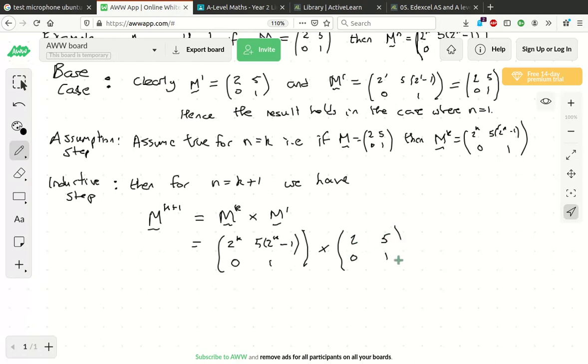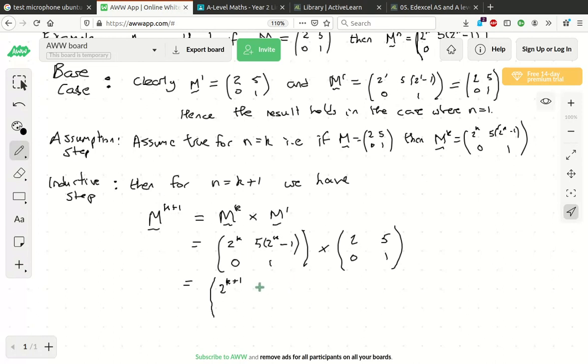Now, what am I hoping to obtain here? Well, I'm hoping to obtain this, but with k plus 1 substituted for k. So I'm hoping to obtain 2 to the power of k plus 1, 5 times 2 to the power of k plus 1 minus 1, and then a 0 and a 1. And I'm sure that's exactly what's going to happen. That's what I like about proof by induction. It's quite a snazzy argument. 2 to the k times 2 is 2 to the k plus 1. And then you've got this times by 0, and that's obviously 0. So we get exactly what we want in that first element.